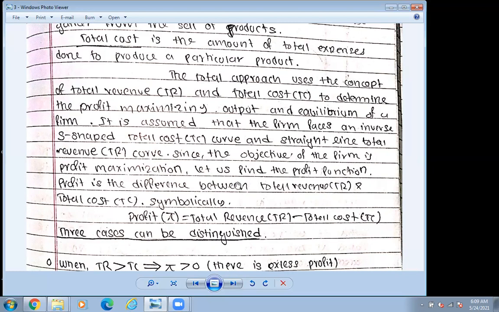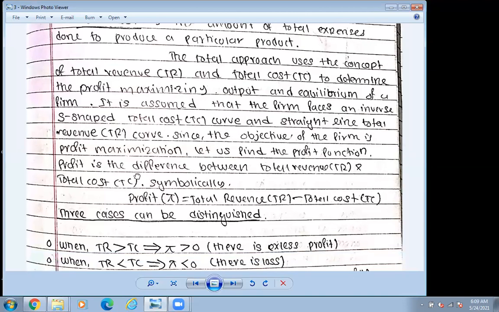And the profit is the difference between the total revenue and the total cost. Profit भनेको के हो? जति मेरो फाइदा हुन्छ. If I'm earning 1 lakh and my expenses are 20,000, what is my profit? My profit is going to be 80,000, isn't it? So that is the profit. That profit we are going to find out.